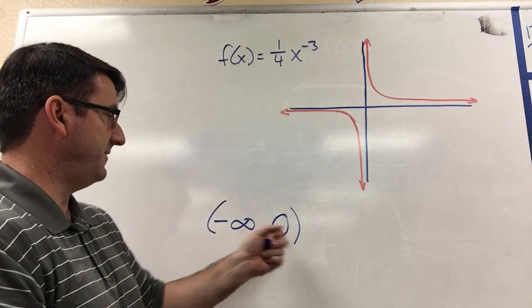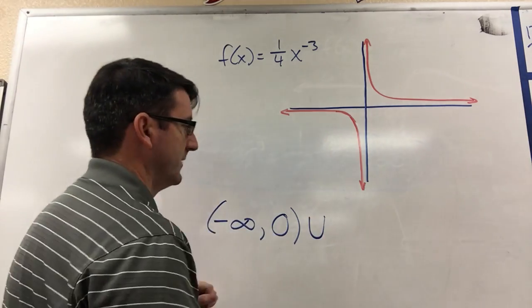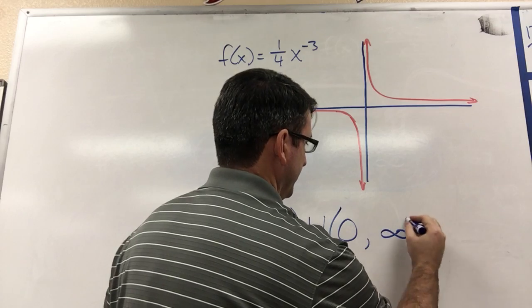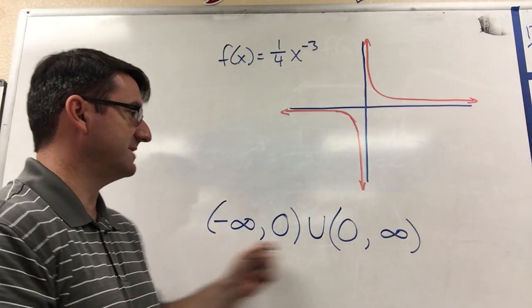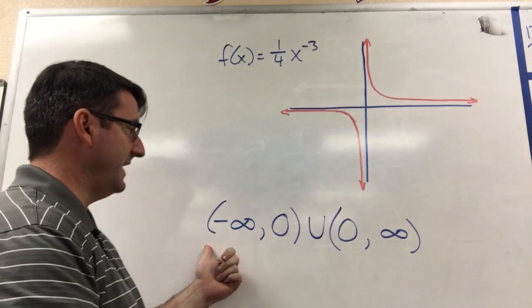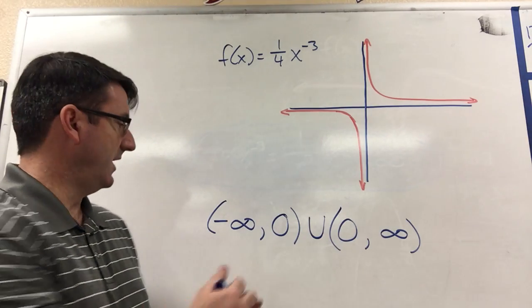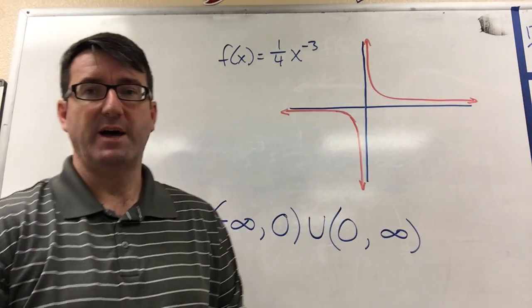So we're going from negative infinity to 0, or from 0 to positive infinity. And so that's our solution. What this means is all real numbers from negative infinity to positive infinity except 0. So negative infinity to 0, or 0 to positive infinity.